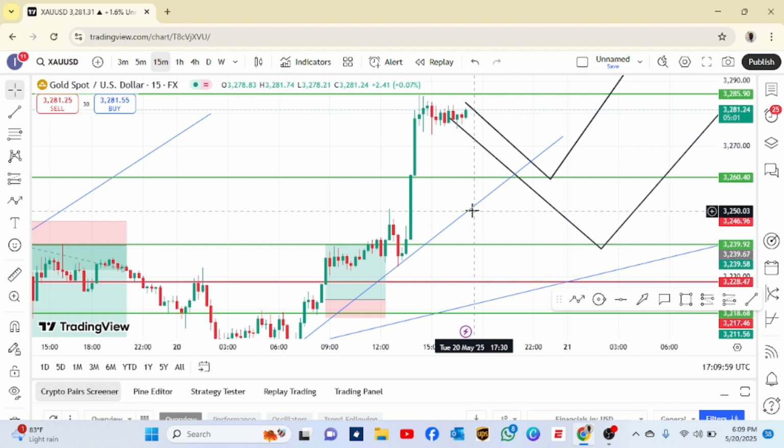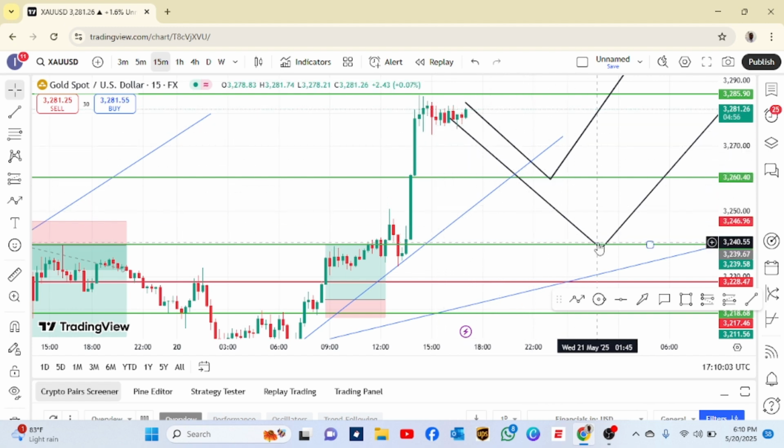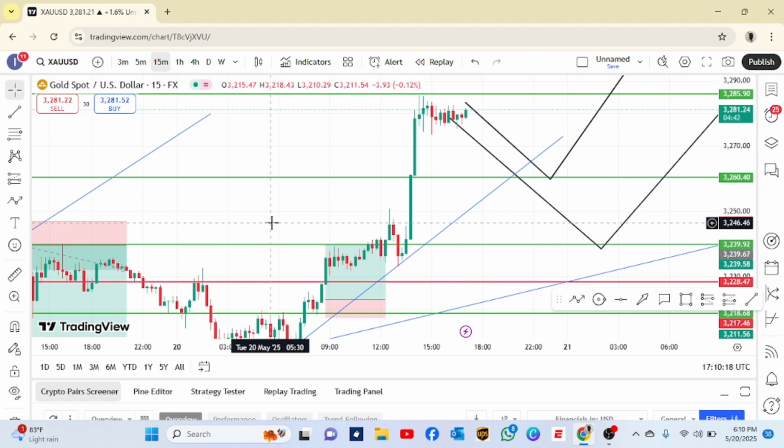So all you're basically going to be doing is just wait for the market to push all the way to this area right now, and look for an opportunity to buy, right? Because the market is heading to the upside.